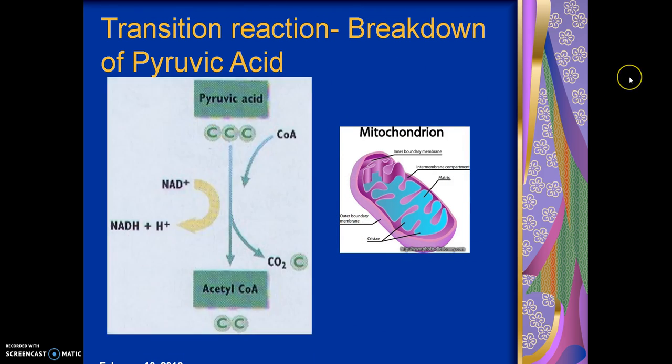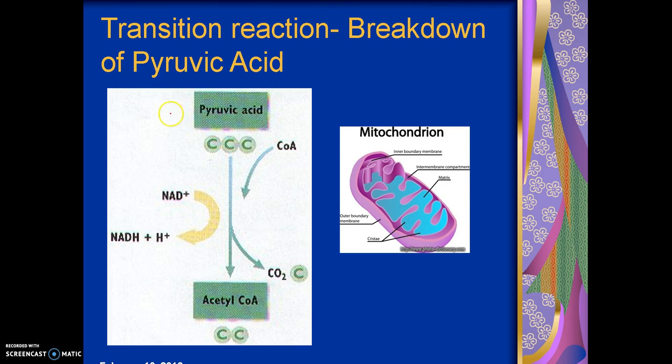Now let's see the next step, the transition reaction. The word transition means change. What are we changing? In the presence of oxygen, pyruvic acid enters the mitochondria, and in the matrix it takes up coenzyme A and becomes a 2-carbon acetyl-CoA. In that process, 1 carbon dioxide is given off because 3 minus 2 is 1.